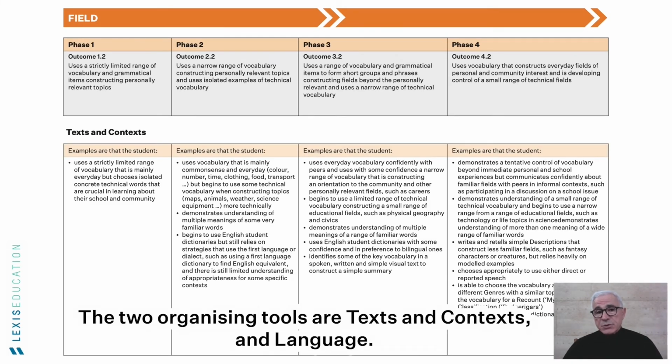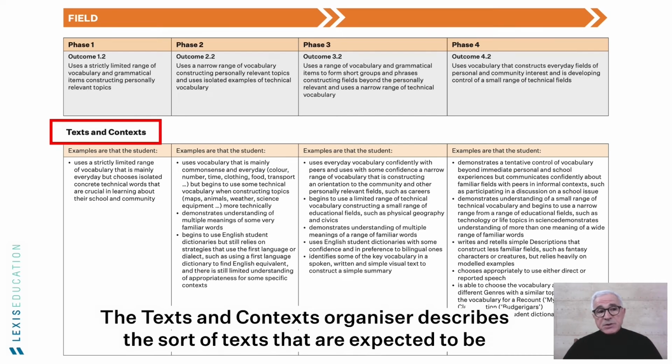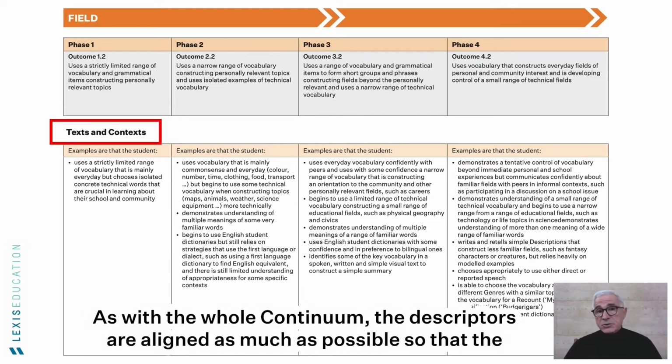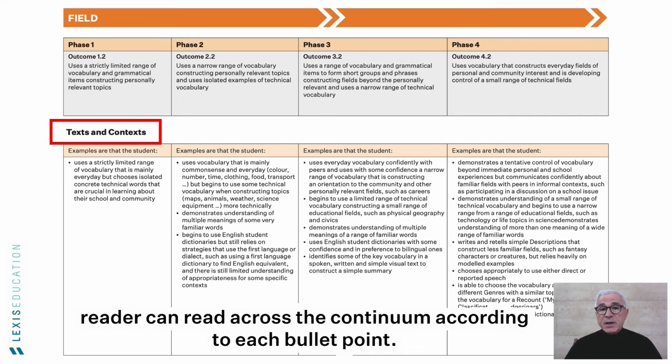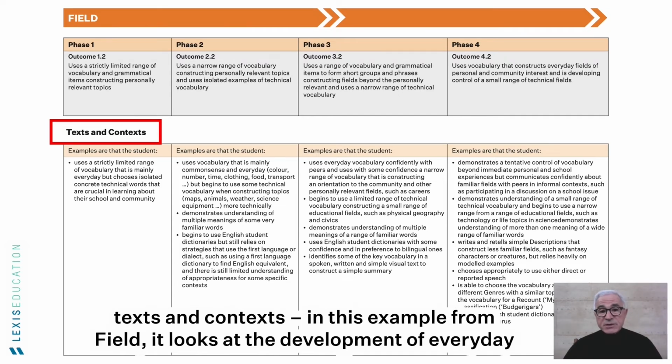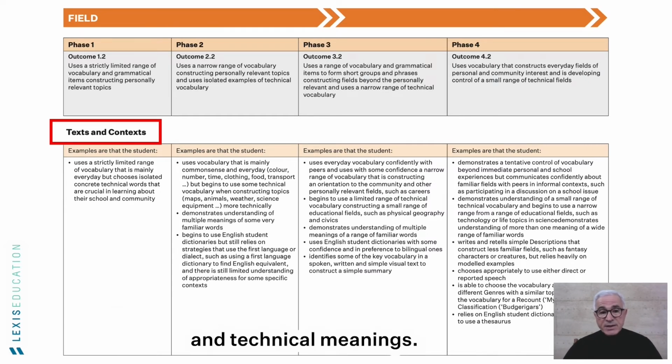The 2 organising tools are text and contexts, and language. The text and context organiser describes the sort of texts that are expected to be comprehended and composed by students, and the kind of context in which they do that. As with the whole Continuum, the descriptors are aligned as much as possible so that the reader can read across the Continuum according to each bullet point. So bullet point number 1 across each phase would typically describe similar facets of text and context. In this example from field, it looks at the development of everyday and technical meanings.